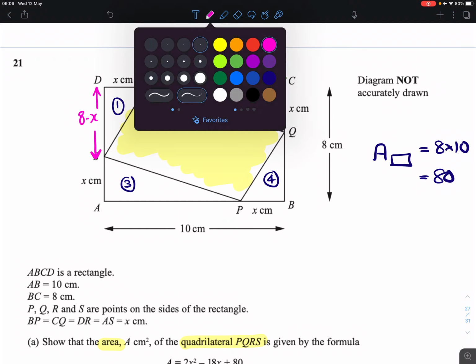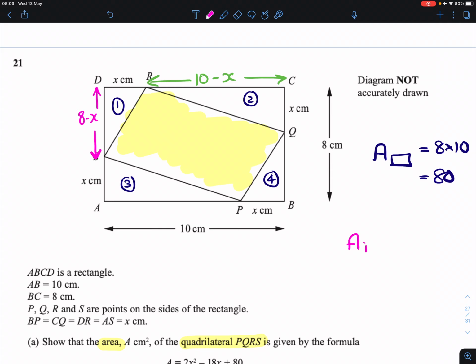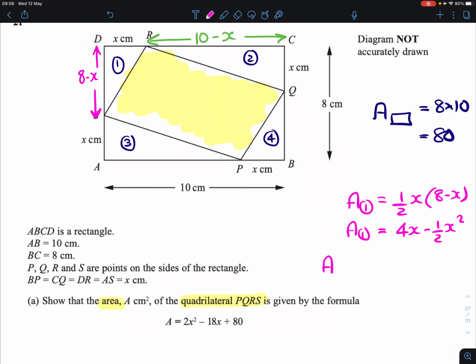So the area of 1 is going to be half base times height, so half x times 8 minus x, which becomes 4x minus half x squared. That's the area of 1. The area of 4 is exactly the same size, so we basically double it or add it to itself. We end up with 8x instead of 4x and a whole x squared, like so. So that takes care of these two shapes there.